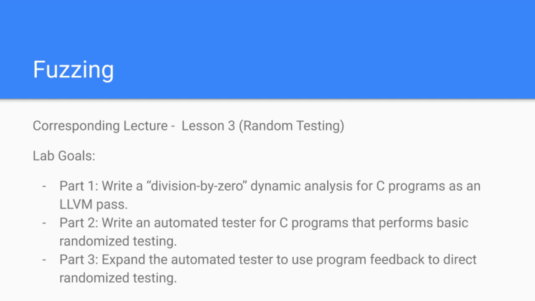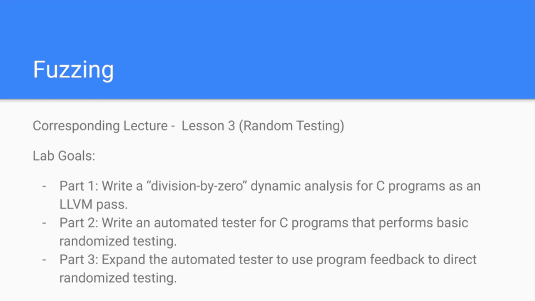In Part 2, you'll be writing an automated tester for C programs that performs basic randomized testing. We've set up the general fuzzer framework for you, but it will be up to you to determine what mutations you want to implement and find out which ones work best.